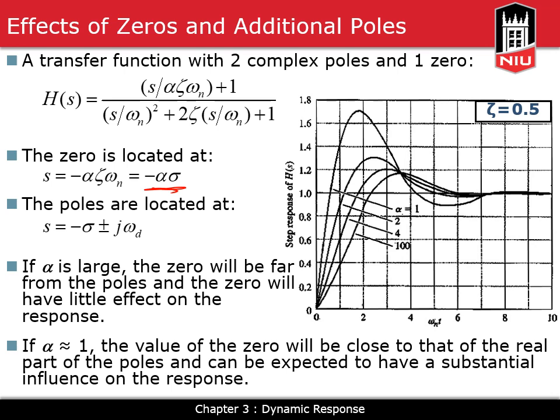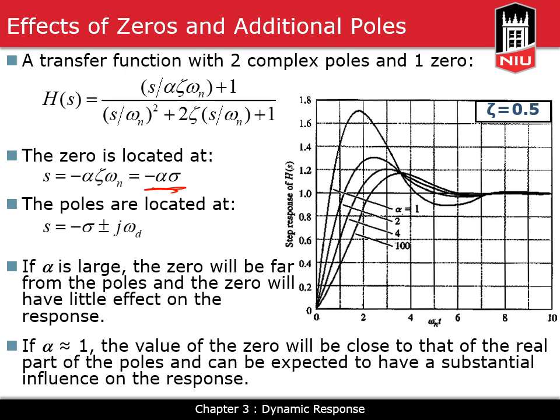The plot on the right shows the step response for some different values of alpha, assuming a constant value for zeta. So let's say zeta is 0.5. For different values of alpha, you can see how the response looks. If alpha is large, like 100, the response is pretty much what it used to be without a zero. So we could use the same formulas to find all the specifications of the response. If alpha is 50, still we can use the same formulas.